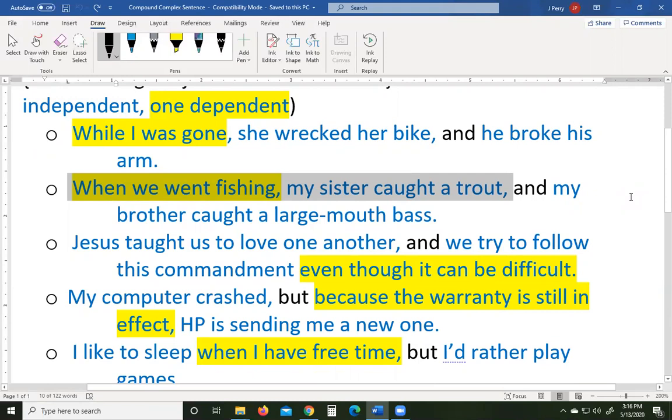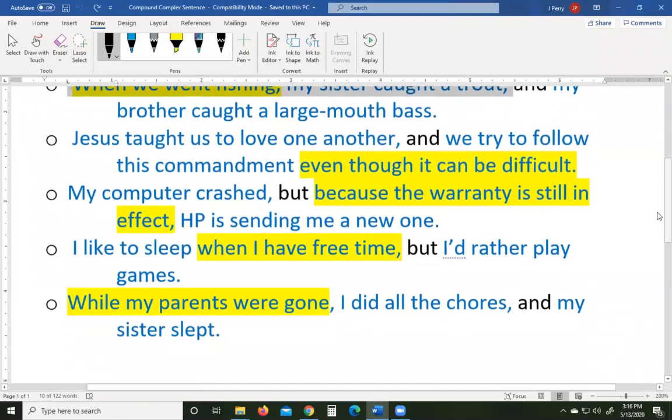Now, with this particular type, the only rule we need to remember is that we have to have at least two independent clauses and at least one dependent clause. And then we just punctuate it according to how we choose to arrange it. I discovered in my 12 years of teaching that there's actually four ways that you can write this, and I'm going to show you those four.